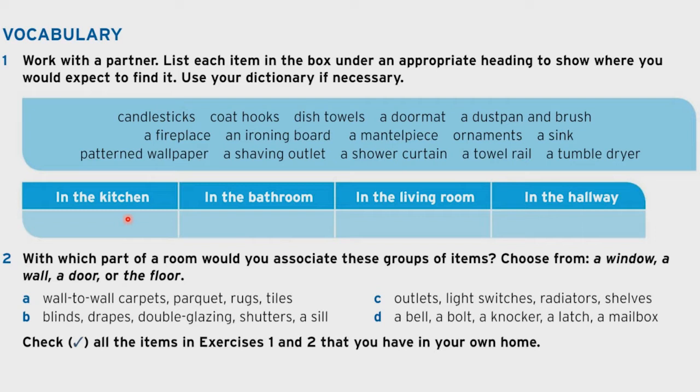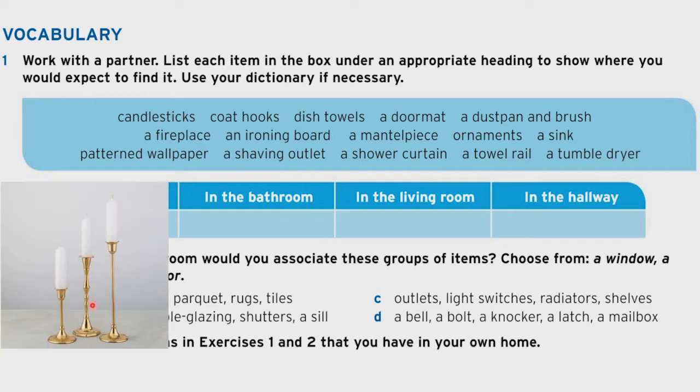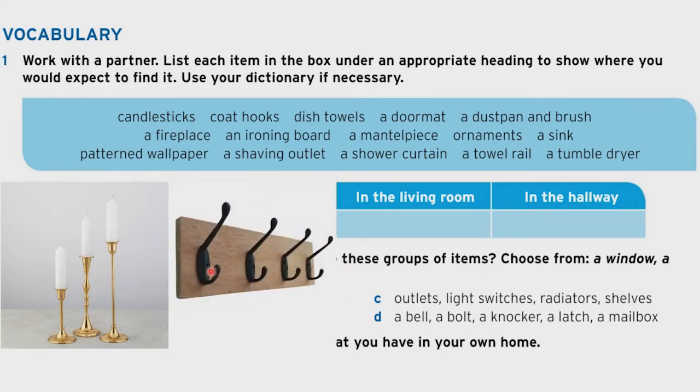Alright, now let's take a look one by one. First, we have candlesticks. This is a picture of what candlesticks are. As you can see, it's the object where we put some candles. And maybe we could find this in the living room. Then we have coat hooks. This is where we put our keys, our coats, our scarves, or many other different objects that we can hang over here. And I think that we can find them in the hallway or also in the living room.